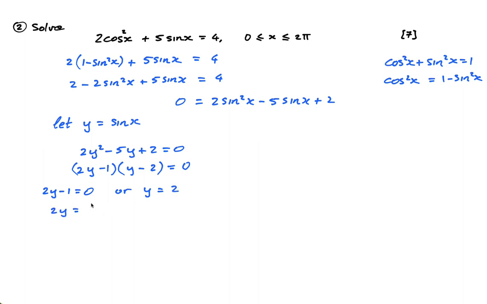2y equals 1, y equals a half, or y equals 2. But sine x, so therefore sine x equals a half, or sine x equals 2, but sine x cannot equal 2. Hang on. Sine x equals 2. You could just cross that out to show the examiner you know what you're doing, or write no solution here, like this, no solution. So it has to be this one.